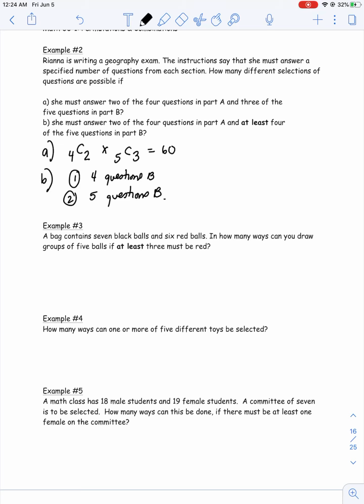So we still start with the same part for part A. Part A will still be answering only 2 of the 4. So from 4, we're choosing 2. Same thing for case 2.